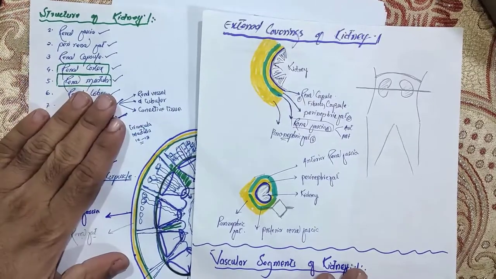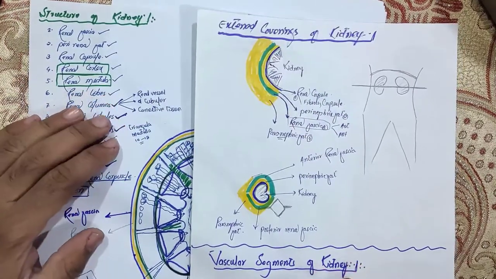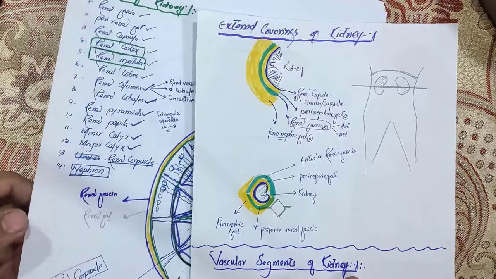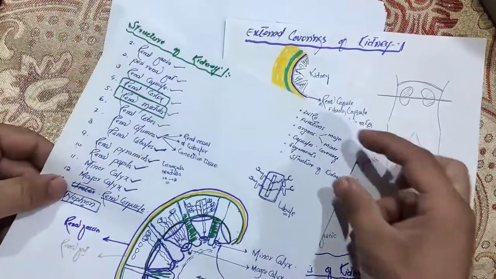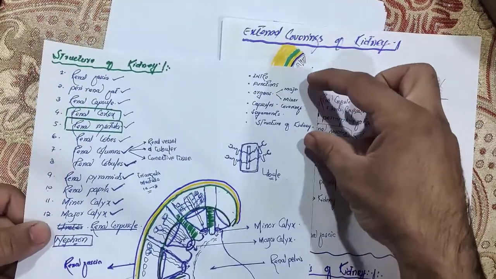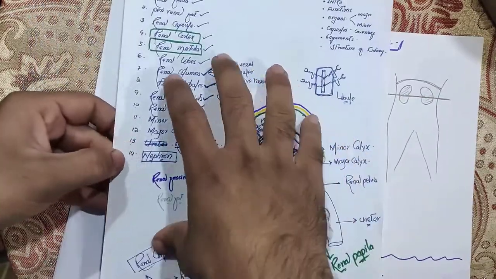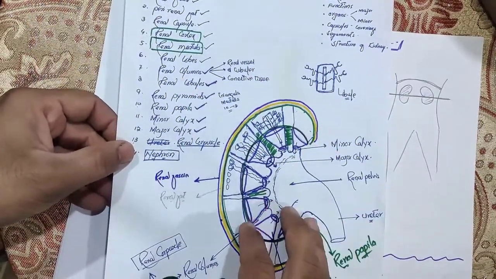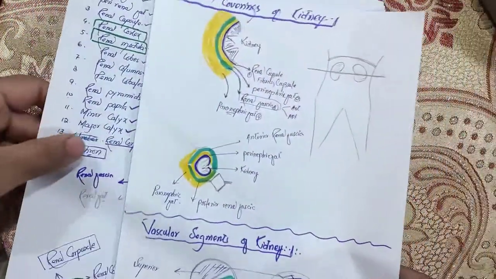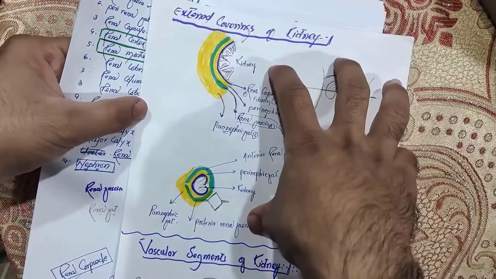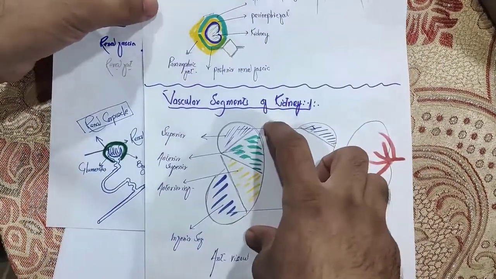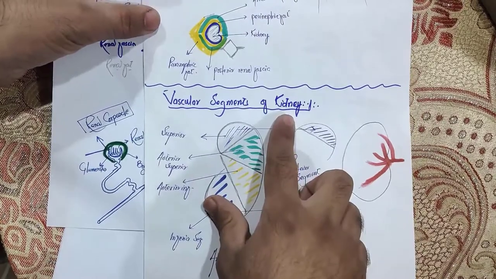Friends, we are discussing the urinary system, the human urinary system. In the previous lectures, this was our previous section that we had discussed, and this was the structure of the kidney that I had discussed, and this was the lecture before that, which was the coverings of the kidney and the segments of the kidney. We call it vascular segments of the kidney.